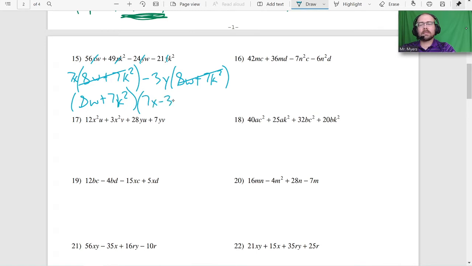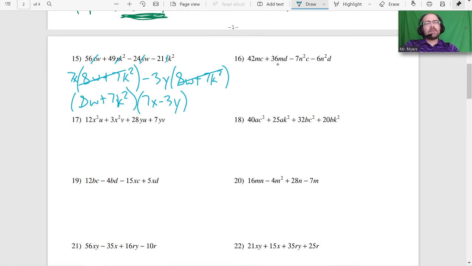7x minus 3y. Right? Yeah, a little bit more complicated, but it still took me exactly 3 steps. So in a way, it is not more complicated because it took the same amount of steps. I don't have to change my method. I just have to be more careful with the extra letters.